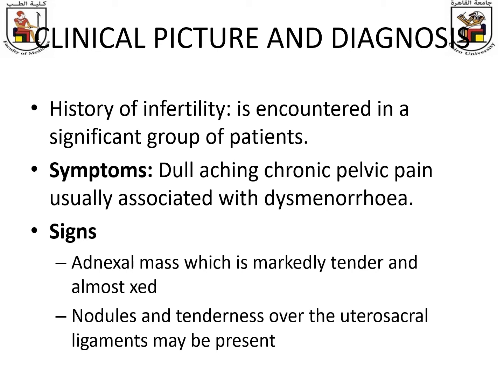The clinical picture and diagnosis. The patient usually gives a history of infertility, which is encountered in a significant group of patients. Sometimes the patient may also complain of severe dysmenorrhea or severe dyspareunia, and this is very characteristic of patients with endometriosis. Also, there's dull aching pain, as we said, associated with dysmenorrhea. On examination, sometimes if the patient is thin and cooperative, an adnexal mass can be palpated, and nodules and tenderness over the uterosacral ligament may also be found.